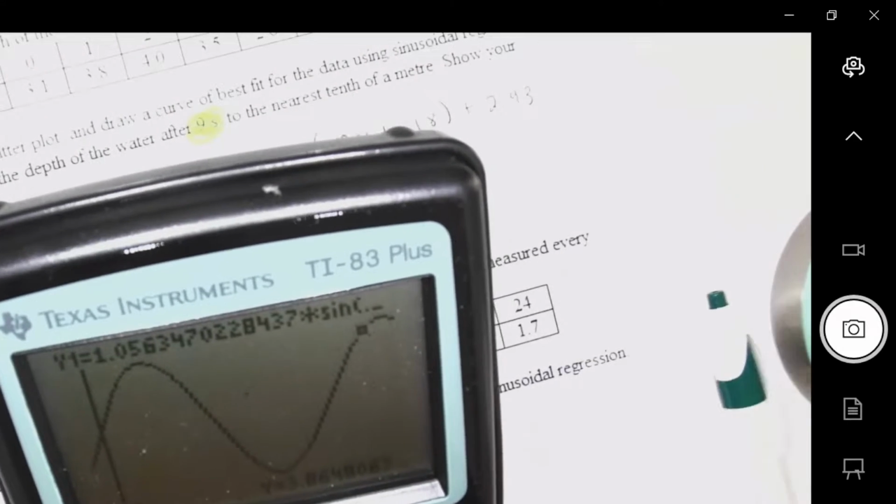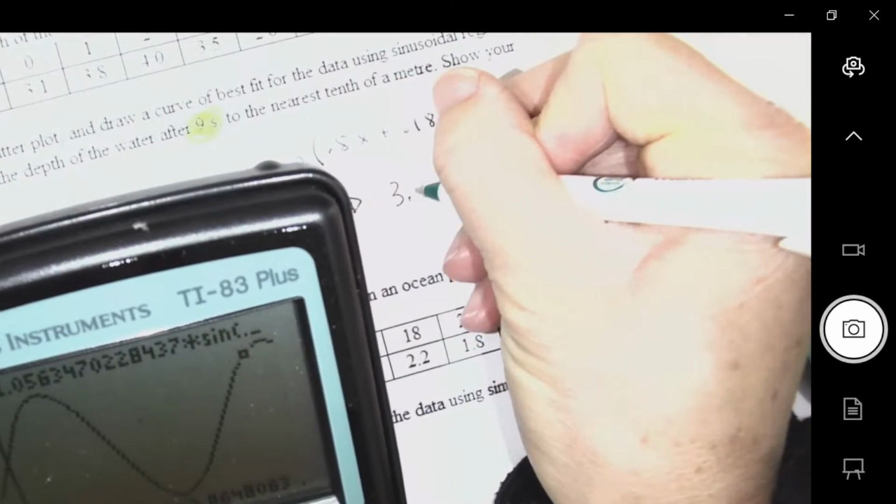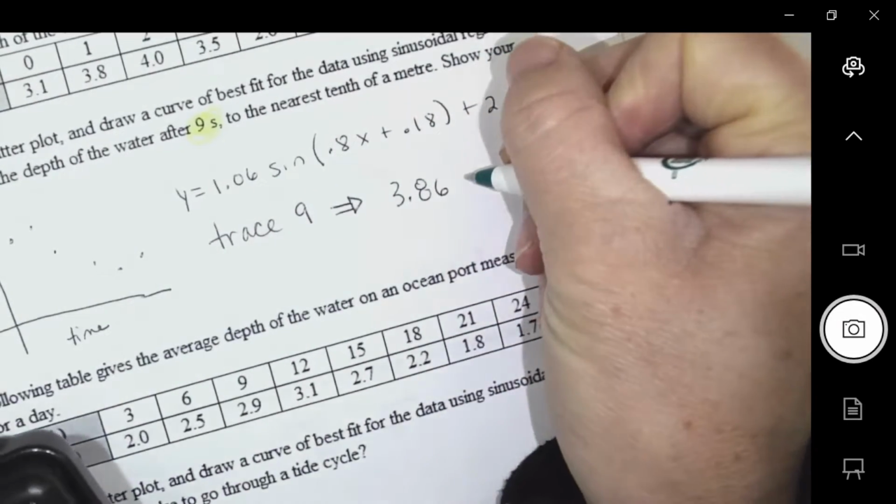Trace 9, I get 3.86, what are we, meters.